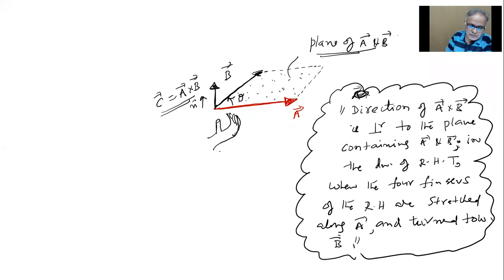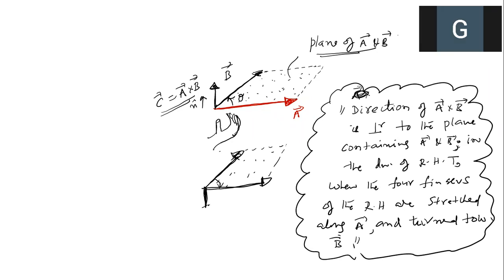So where is n cap now? In the direction of the right hand thumb. If I wanted B cross A, what will I do? Towards bottom. This is B. This is my A. So the plane of A and B will be like this. Now B cross A. Thumb is down, right? Yes, sir. This is my B cross A.